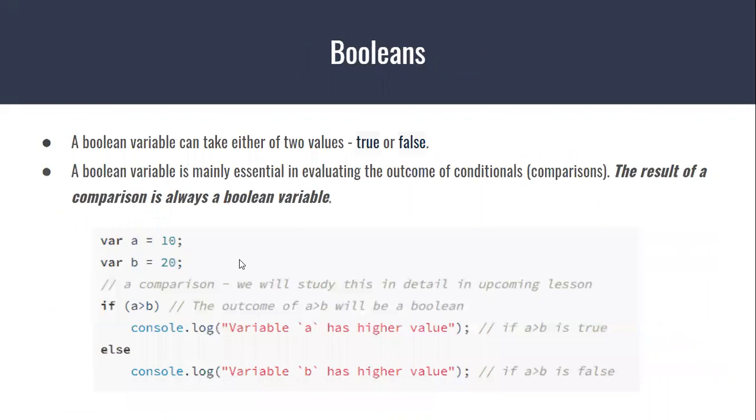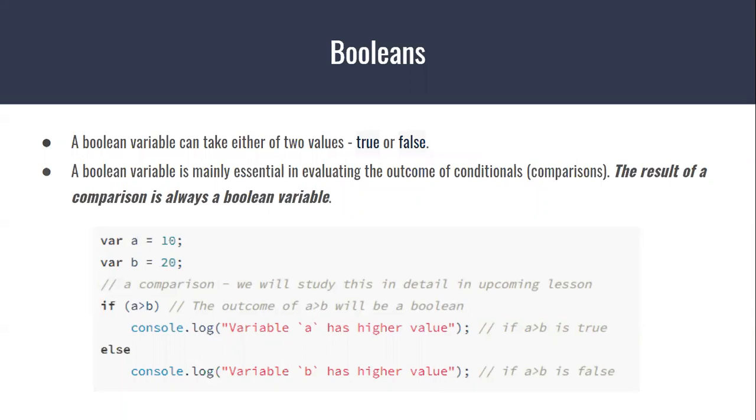Booleans. Now this is true or false. So a variable can take two values, true or false. A Boolean variable is mainly essential in evaluating the outcomes of conditionals. So we will get into conditionals. Those are building blocks of programming in general, not just JavaScript. When we talk about conditionals, we're talking a lot about if statements, and those kind of if-else logic, in a way. So the result of the comparison is always a Boolean value.